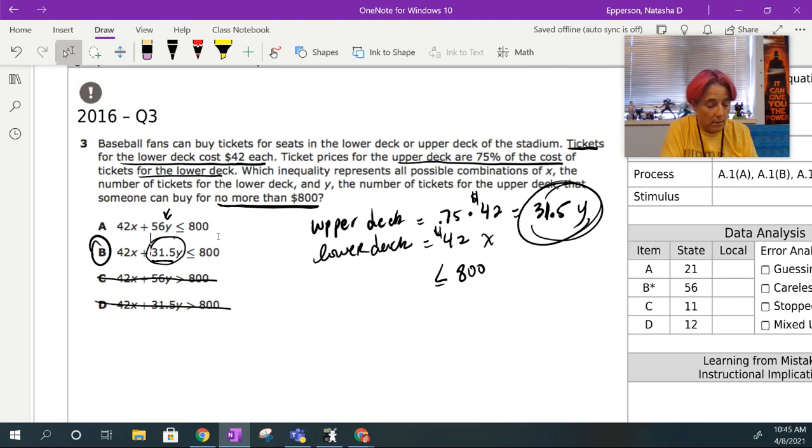Or A would also be the answer choice, I think, if you took 42 and divided by 0.75. You don't want to divide by it, you want to multiply. Okay.